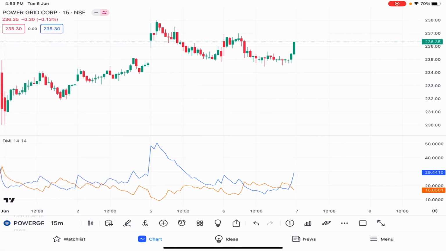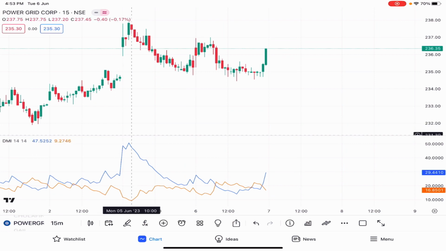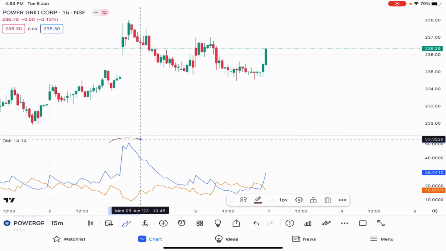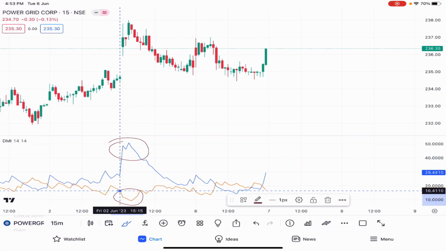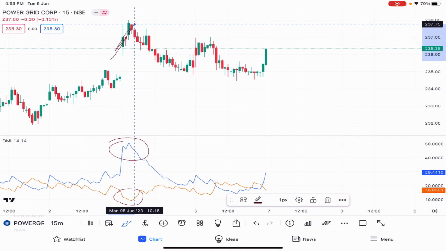So the blue line is my plus DI. If you look at this area over here, let me just mark it, in this area the plus DI is more than my minus DI, right? In such a situation, the market went up.